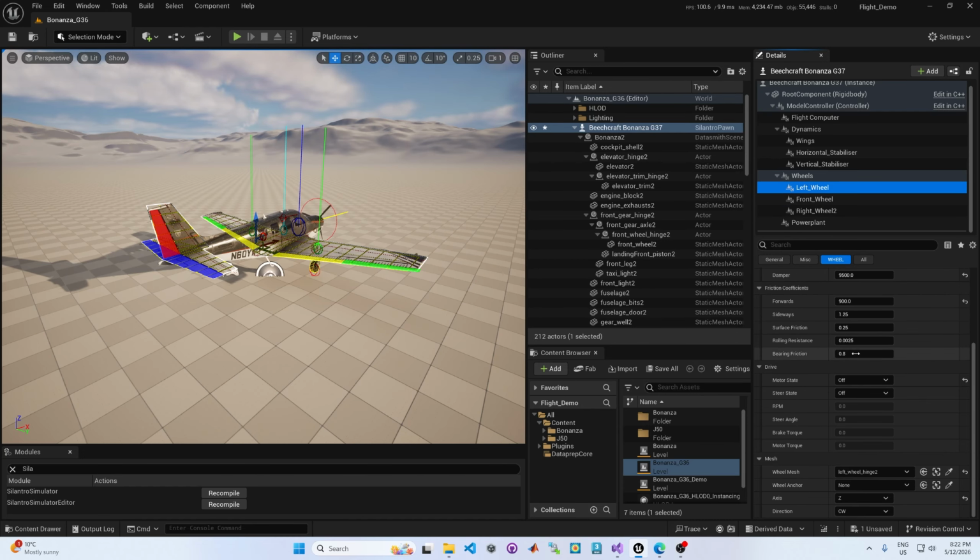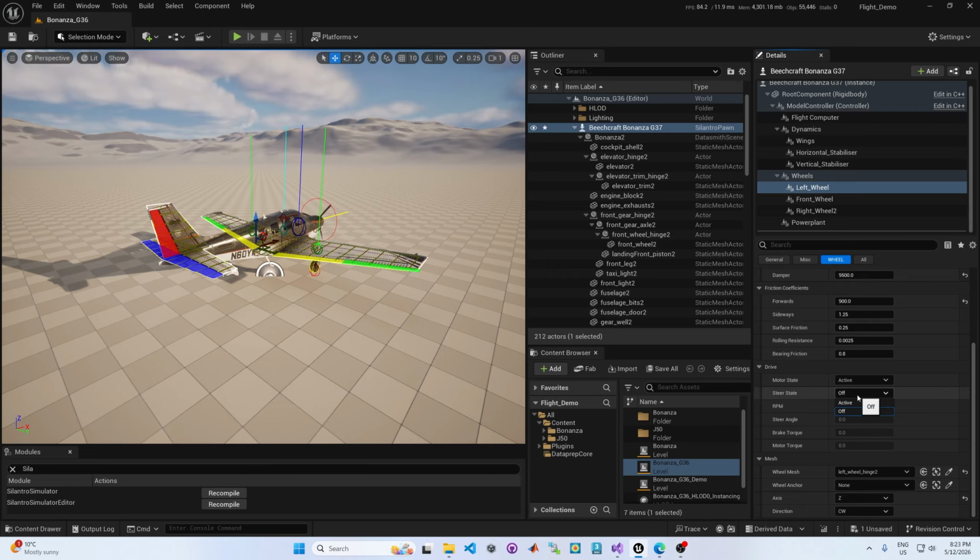The drive section. So the first option you have here is the motor state. This is to determine if this particular wheel is connected to the drive system. That means I can apply motor torque to this and I can apply brake torques to this. So although this is not a car that has actual connections from the engine to the wheels, you still need to apply some kind of motor torque to make the aircraft actually start rolling off the ground.